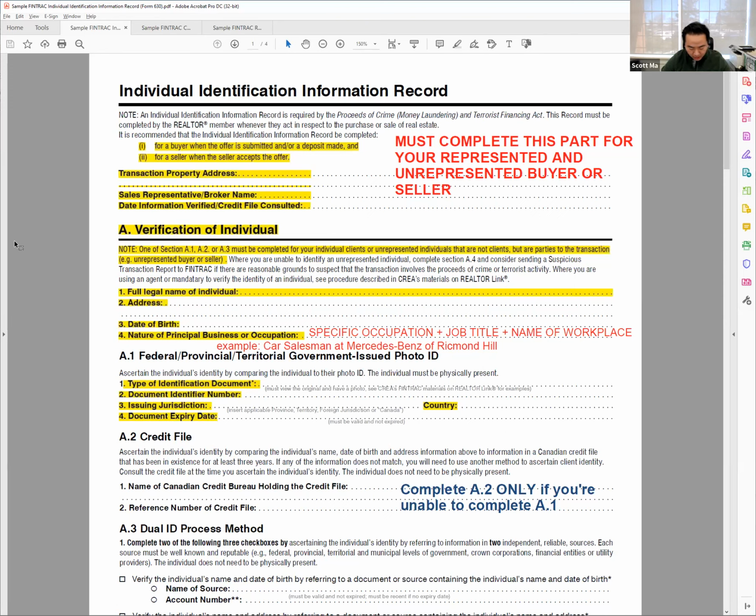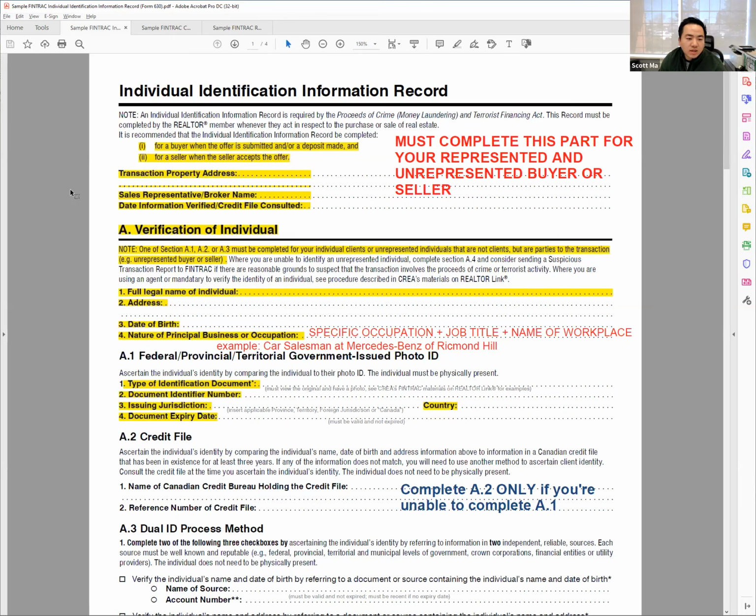So I think next we can move on to the individual forms. The first form, the individual ID form, is probably the form you're going to be using the most, together with the receipt of funds record. Whenever you're doing any kind of listing agreement or offer for your buyer, you definitely need to fill this out. And we include all of these forms in our transaction packages on the agent portal.